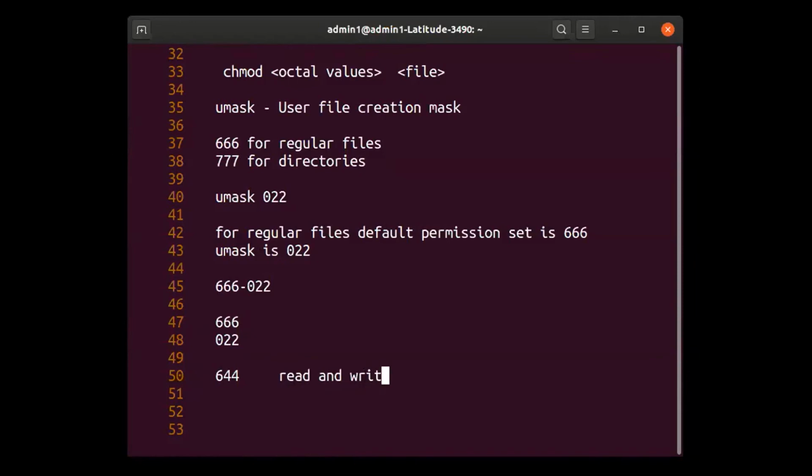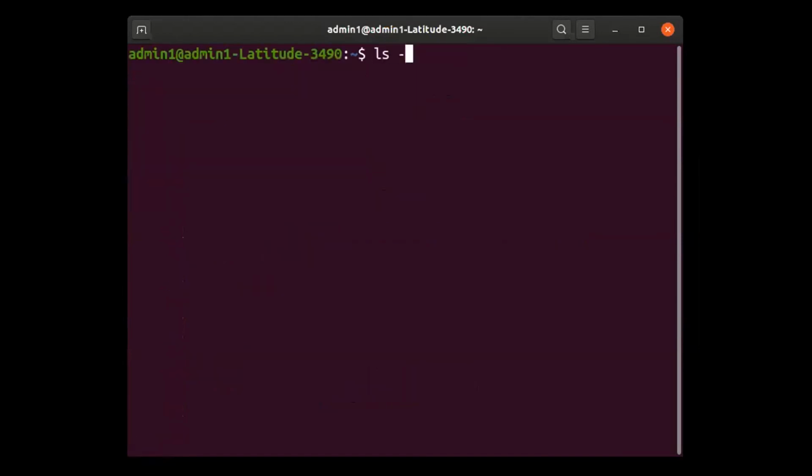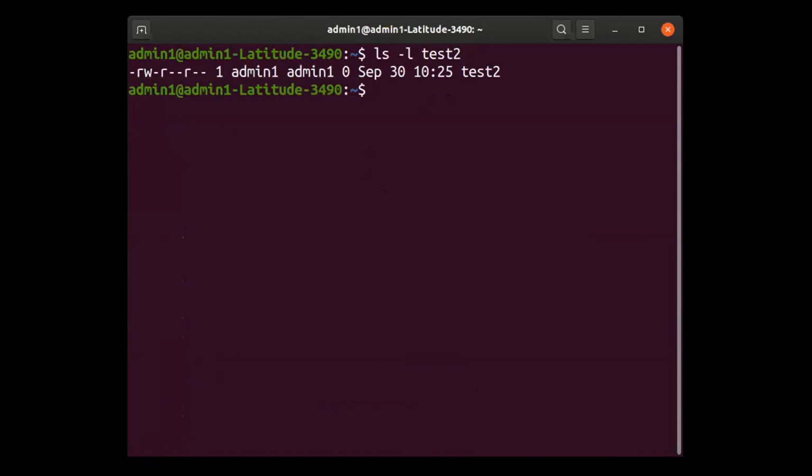Read and write for owner, and read for group and others. Do you agree? Am I right? Read and write for owner, that is 6, and 44 is read for group and others. So watch out for this 644 very carefully. Okay, 644. I'm going to come out of the editor. We had created a file called test2. See the permissions now.